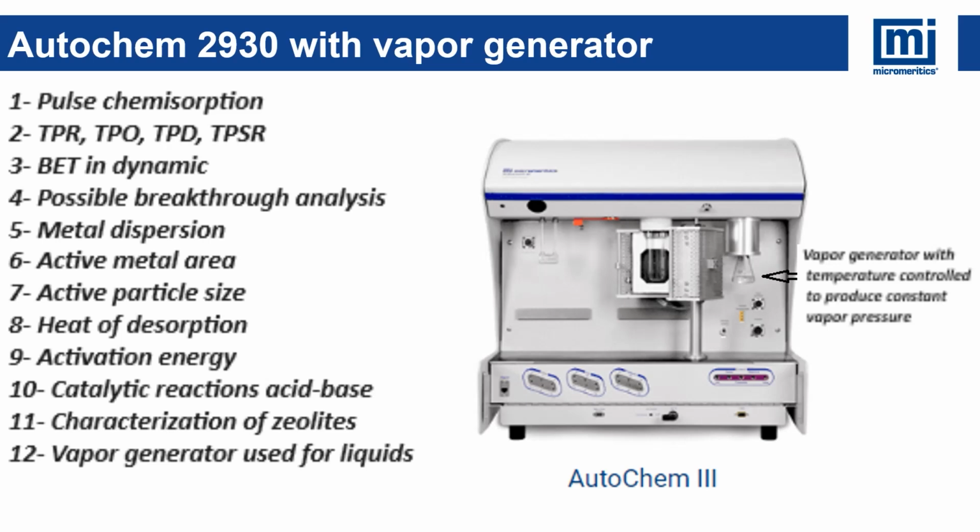So this system, the 2930, can do all that you can see on the left: chemisorption, TPR, BET, possible breakthrough analysis, metal dispersion, etc. So it can perform a very wide characterization of the catalyst in any possible way.